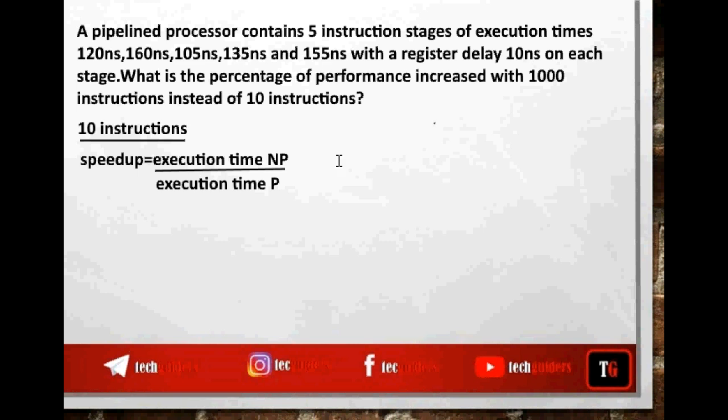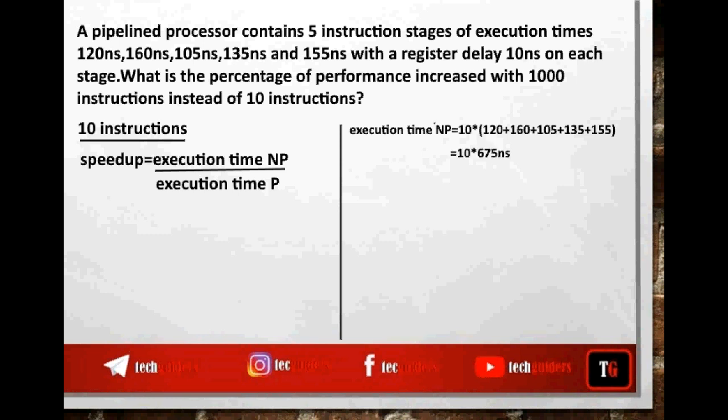We know that speedup is equal to the execution time of the non-pipelined approach divided by the execution time of the pipelined approach. In the non-pipelined approach, all these 10 instructions will pass through these phases one after the other. Hence, the execution time for 10 instructions is 10 into (120 plus 160 plus 105 plus 135 plus 155), which is equal to 10 into 675 nanoseconds.